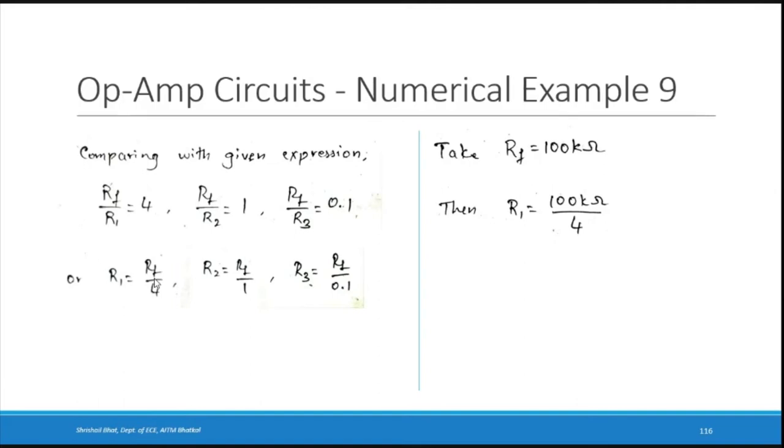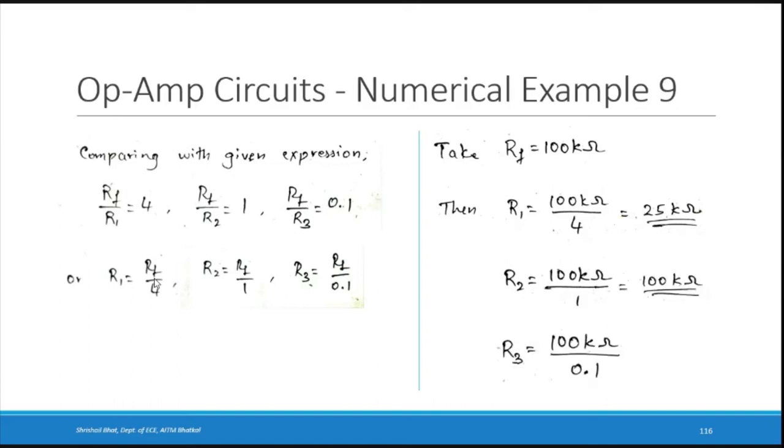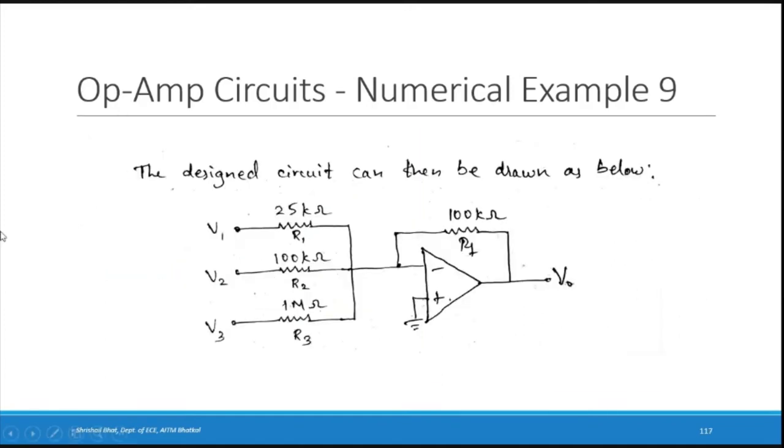Substitute 100 kilo ohms in the R1, R2, R3 equations. Then R1 will be 100K by 4, that's 25K. R2 will be 100K by 1, or 100K itself. And R3 will be 100K by 0.1. If you calculate, what do you get? 1000K or 1 mega ohms. So these are the values of R1, R2, R3 that you get for RF equal to 100 kilo ohms. Once you get these values, you can draw the circuit diagram and put the values in the circuit. That will complete the design.